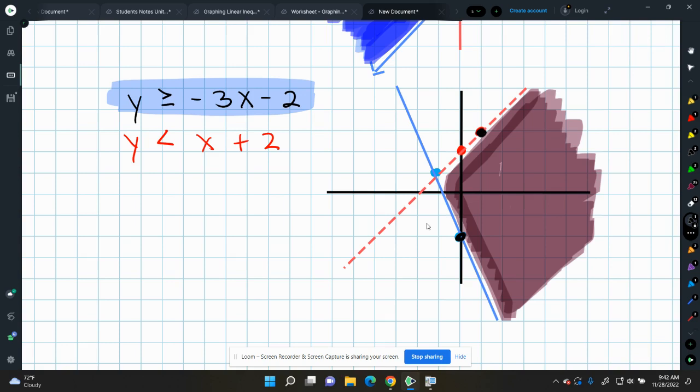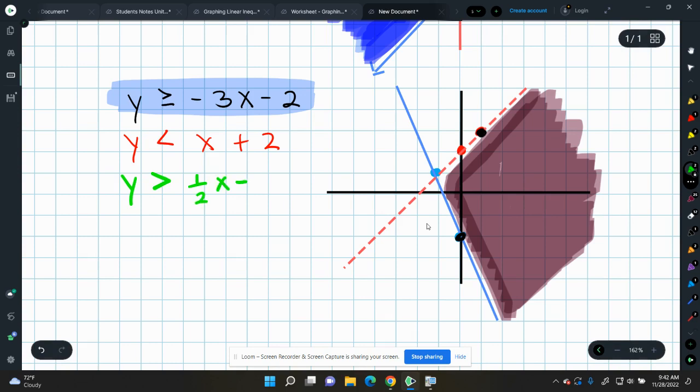Sometimes you can have more than two inequalities in the system. So let's just make another one. Let's say that we have y is greater than 1/2 x minus 3. Here I'm adding a third inequality. So we've got negative 3, a slope of 1/2, so up 1 over 2. So there's my line.